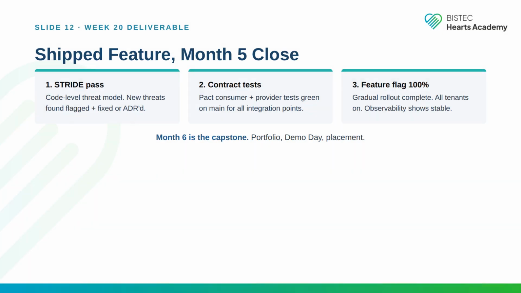Week 20 deliverable. 3 artifacts. STRIDE pass, code level threat model. New threats found are flagged and fixed, or formally accepted via an architecture decision record. Contract tests, Pact consumer and provider tests green on the main branch for all integration points. Feature flag at 100%. Gradual rollout complete, all tenants on, observability shows stable. Month 6 is the capstone, portfolio, demo day, placement.